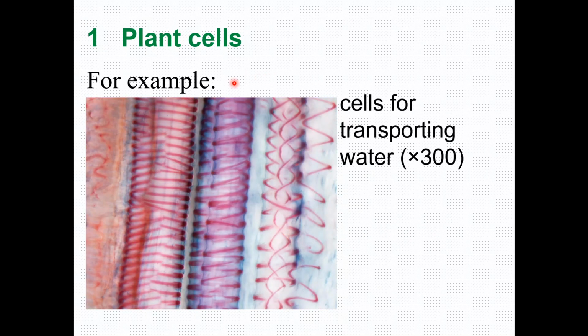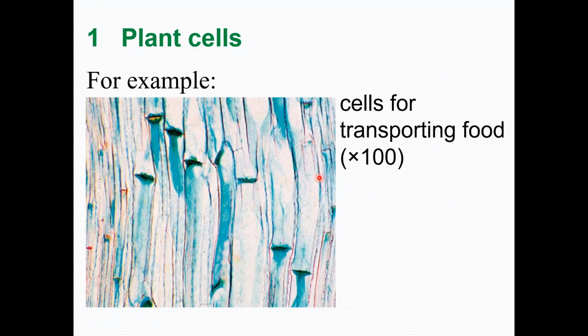You will find these cells in the stem of a plant, which is xylem. You can learn it in Form 4. These are the cells for transporting water. You can find these cells in the stem as well, which is phloem. You can learn it in Form 4 as well. These phloem cells transport food from the leaf to the root.